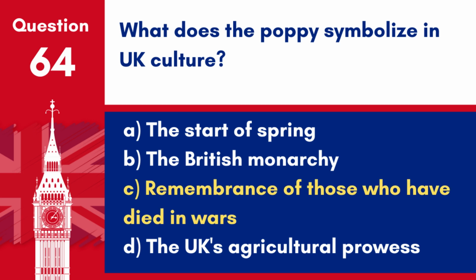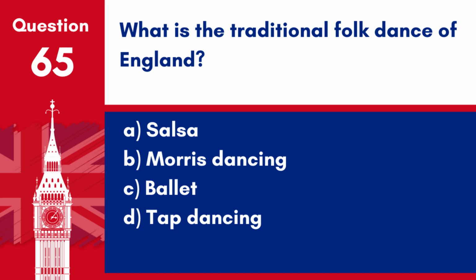Answer C. Remembrance of those who have died in wars. The poppy is a symbol of remembrance for those who have died in military service, associated with Remembrance Day on November 11. Question 65. What is the traditional folk dance of England? A. Salsa. B. Morris dancing. C. Ballet. D. Tap dancing.